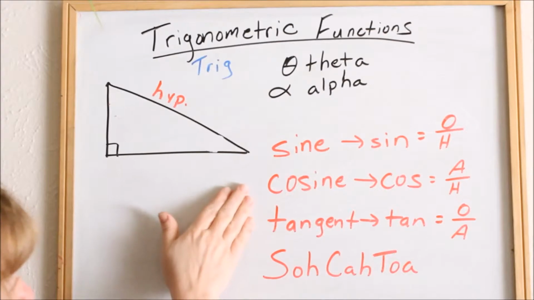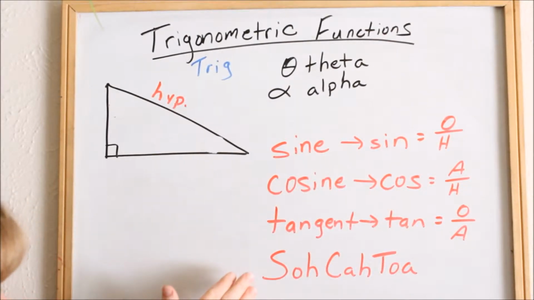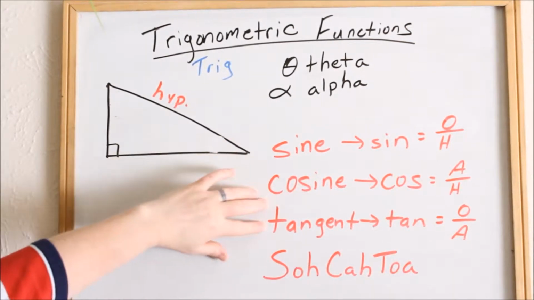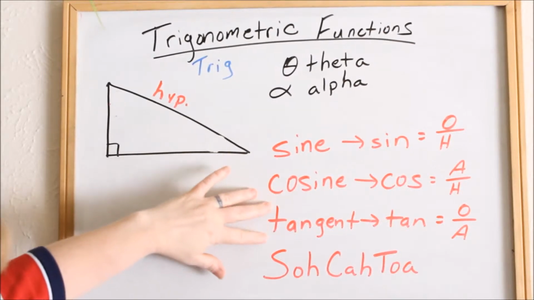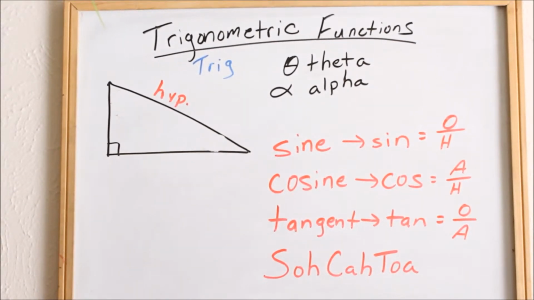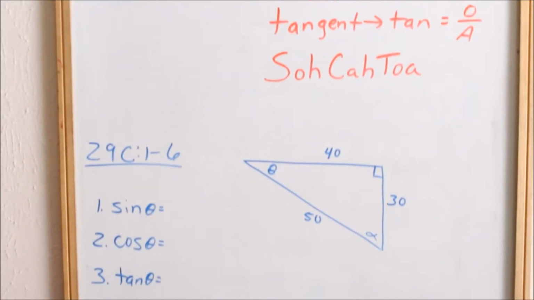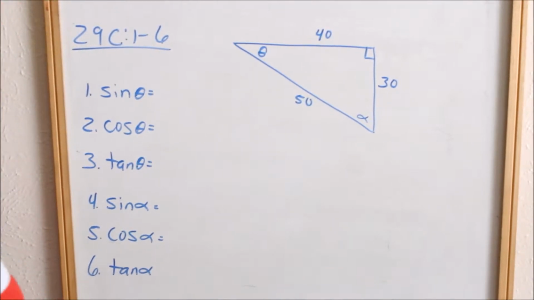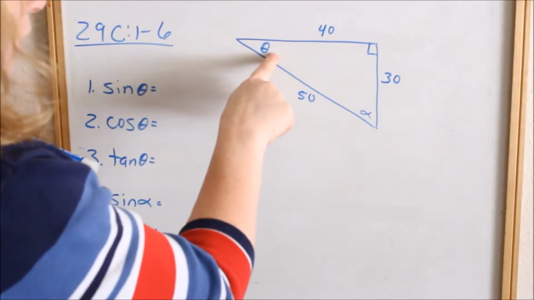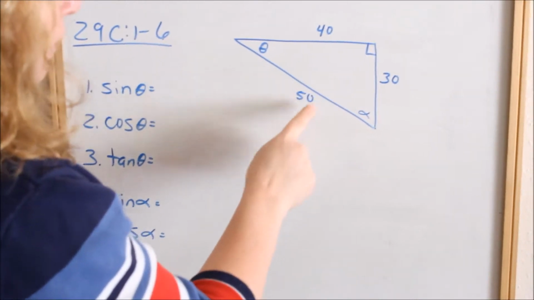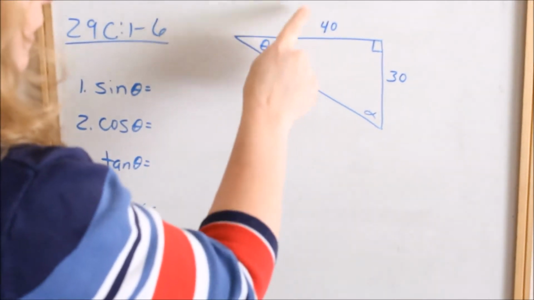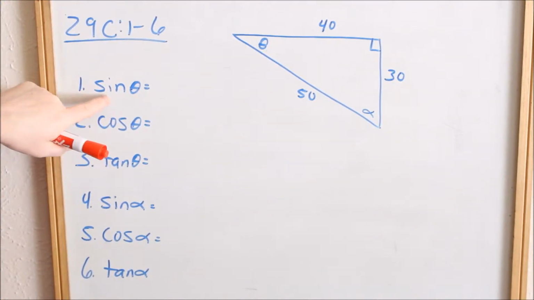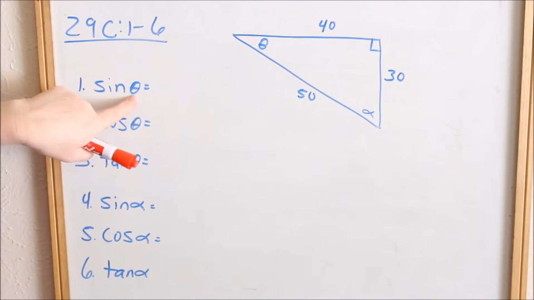Sine, cosine, and tangent have a lot of real-world applications. So let's practice using our definitions to determine ratios, fractions, of our trig functions. Let's look at problem 29C, 1 through 6. We have a right triangle. Again, trig functions are only used for right triangles. This angle here is labeled theta, this angle here is alpha. The hypotenuse is 50, and the other two legs are 40 and 30.